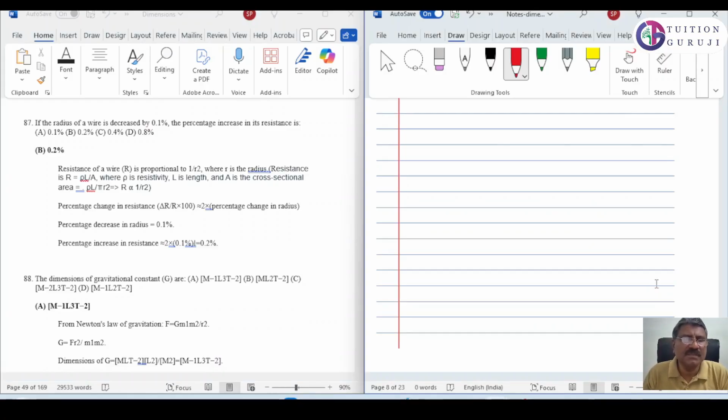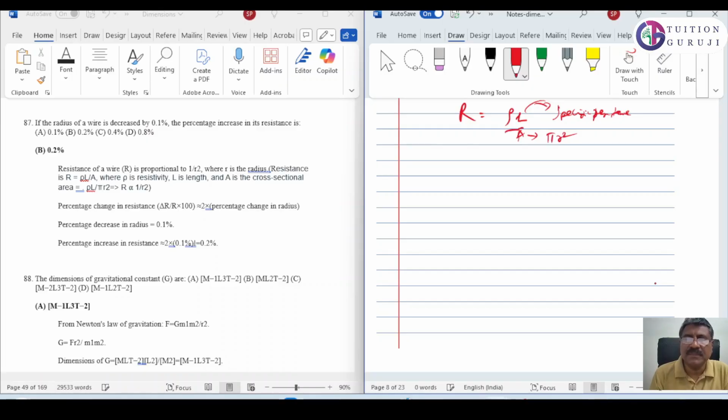If the radius of a wire is decreased by 0.1%, the percentage increase in its resistance is. So we have to find the percentage increase in resistance when the radius is decreased by 0.1%. We know resistance is equal to rho L by A, where rho is the specific resistance, that depends upon the material. L is the length, A is the area of cross section. In this case, the radius is given. Therefore, A will be pi r squared.